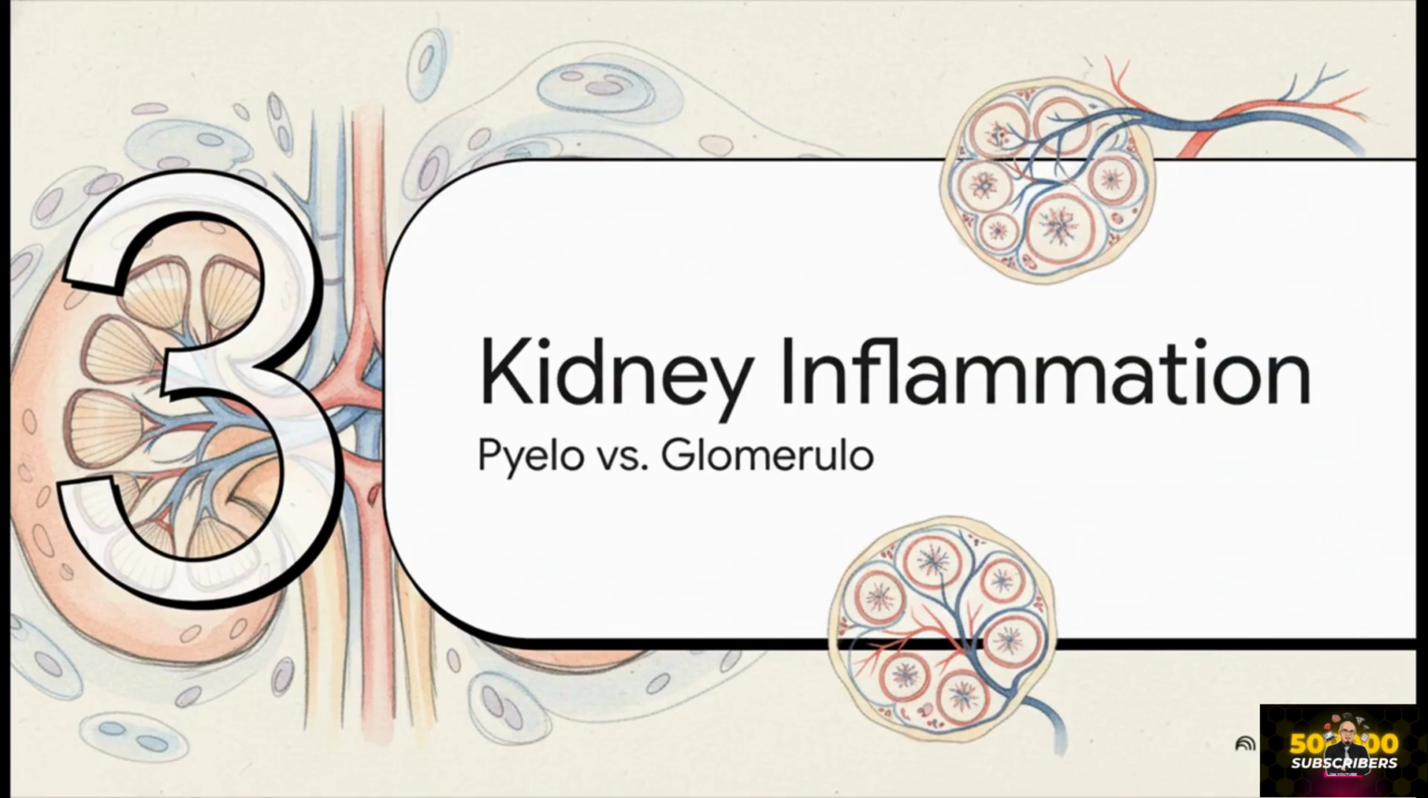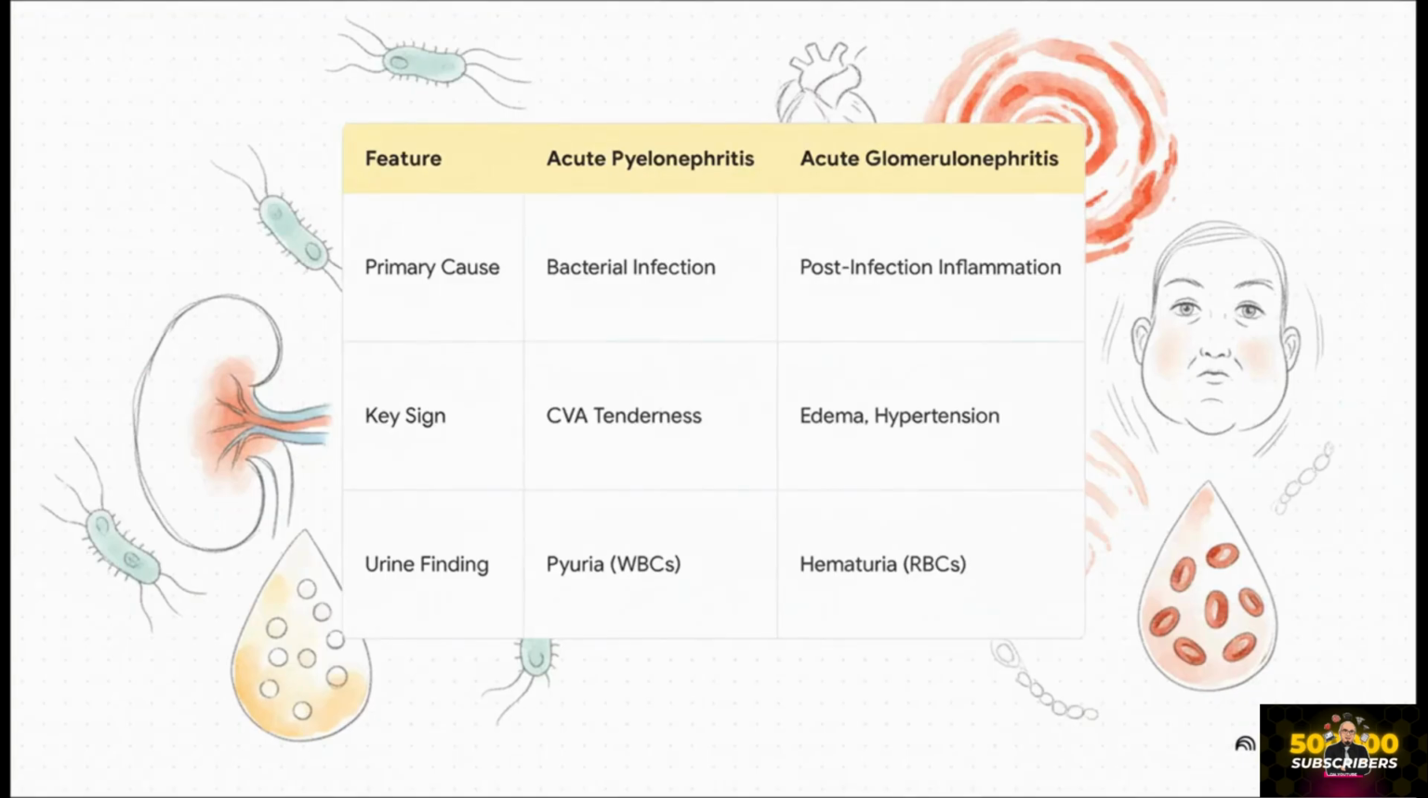We're going to compare pyelonephritis, which we just touched on, with glomerulonephritis. I know, the names sound super similar, but trust me, they are two totally different beasts. And here it is, your ultimate cheat sheet for telling them apart. The main difference is this. Pyelonephritis is a direct bacterial infection that has invaded the kidney.